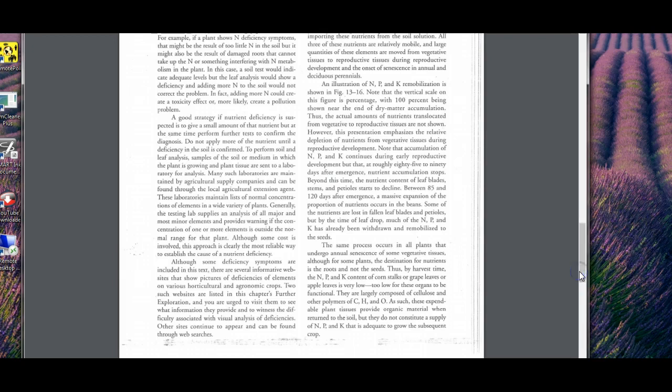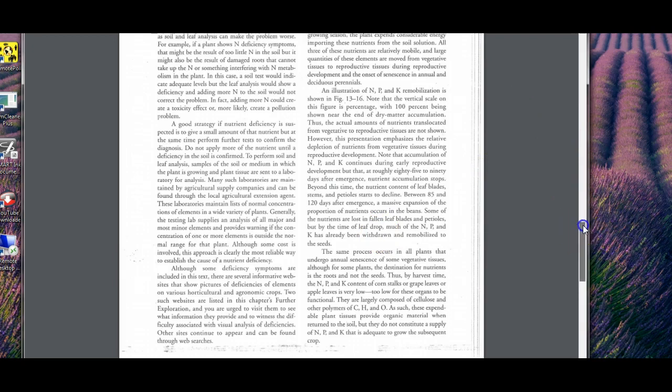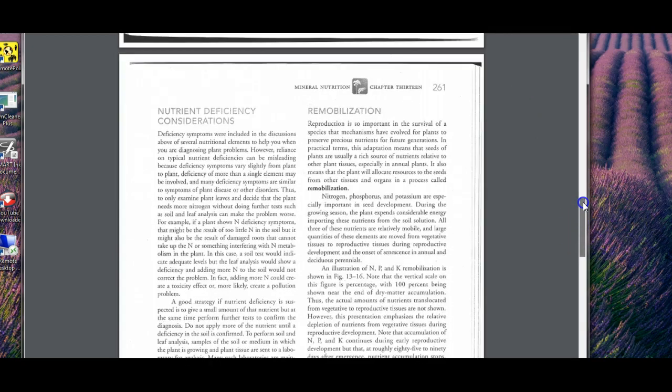There are a lot of other places where you can visit to look at symptoms. In the back of the book, they list some other sites you can go to for web searches. And if you go to each one of the university extension sites, they usually have information about specific crops as far as what will be the most common problems you'll see with nutrients and diseases.